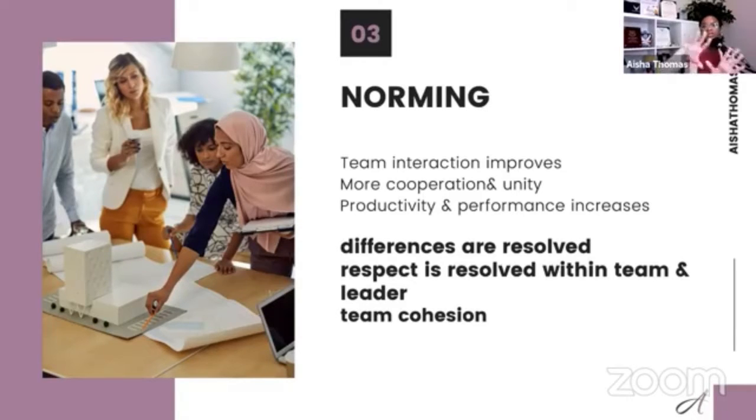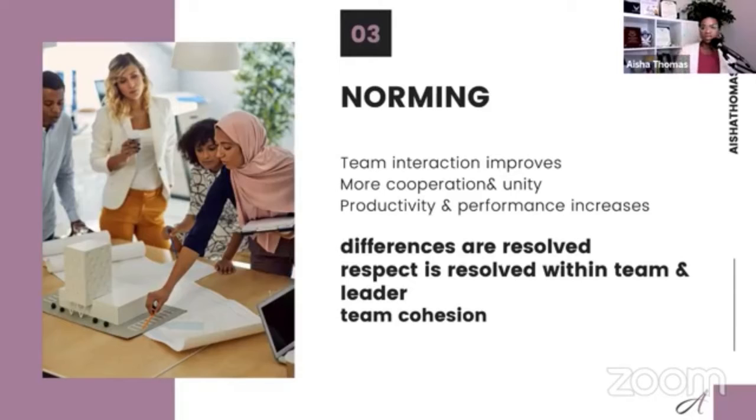So now after you go through the storm, now it's norming, right? Things have normalized. Team interaction improves. There's cooperation and unity when once there wasn't. Productivity and performance increases, right? Because again, in a storm, productivity wanes. It dips. Performance lags, but now it's increasing. Now you have a good balance.